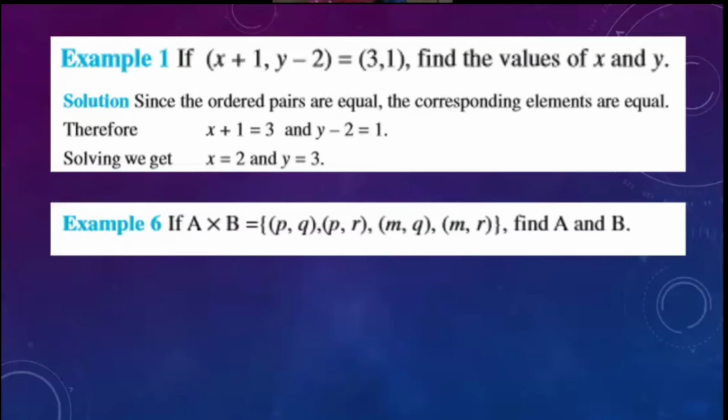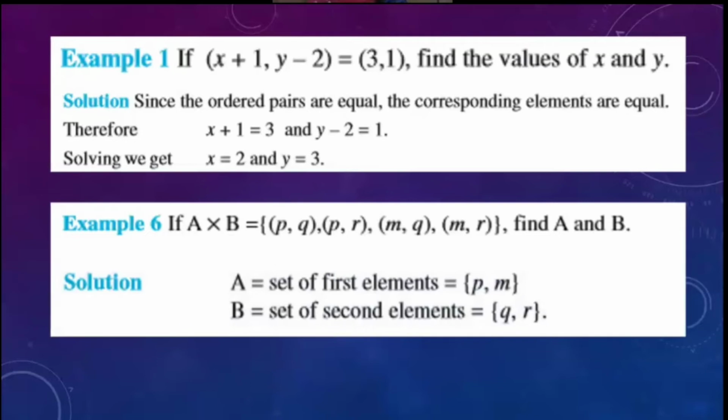And now if A into B is given as (P, Q), (P, R), (M, Q), (M, R), find A and B. So here how are you going to find A and B? I told you, in your ordered pairs, the first elements are from set A and the second elements are from set B. So what are the first elements? P, M. So in A you have P and M and in B you have Q and R. See, A is the set of first elements, so in A you get P and M, and B is the set of second elements, so in B you get Q and R.